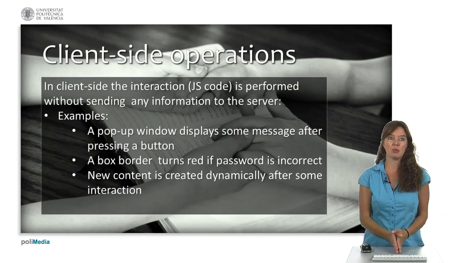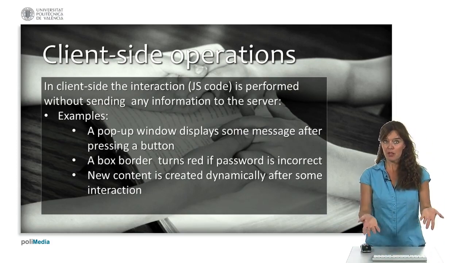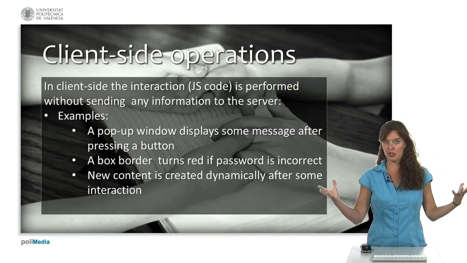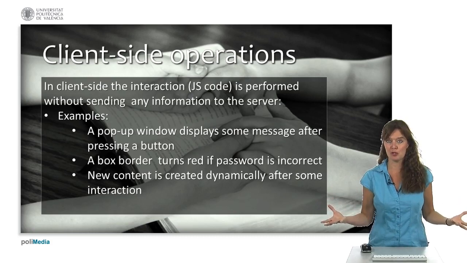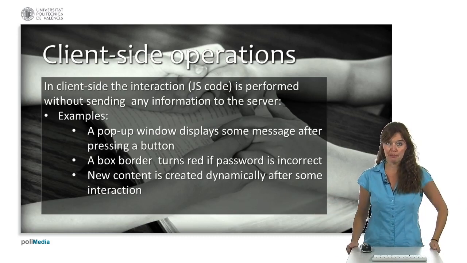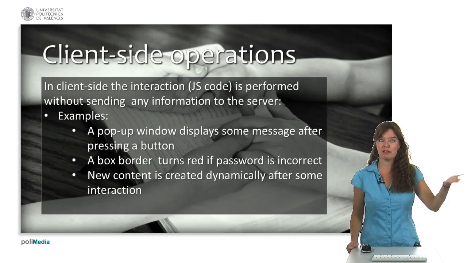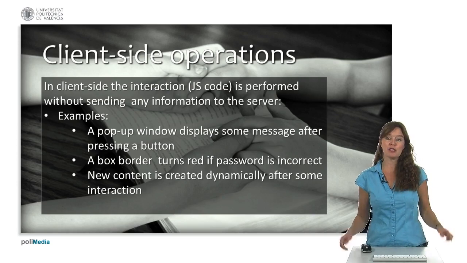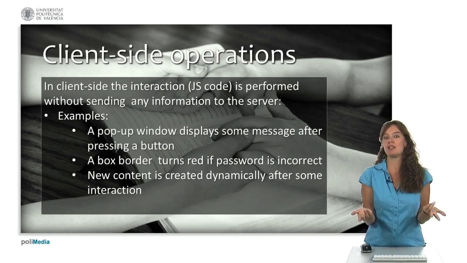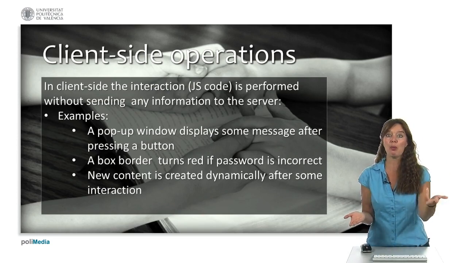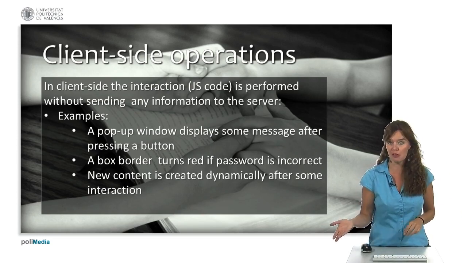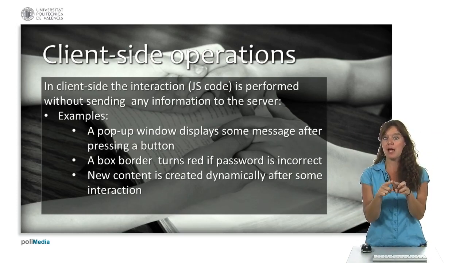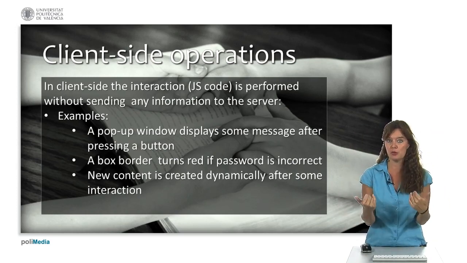So on the client side, what happens is that the JavaScript code is being executed and the web page interactivity is being displayed to the user. So what can this, for example, be? A pop-up window that displays some message to the user after pressing a button. Or a box that turns red because the data that the user has input is not correct. Or a password is incorrect. Or the format of your telephone number was not correct. So a red box appears and the user gets feedback on what he should do next.